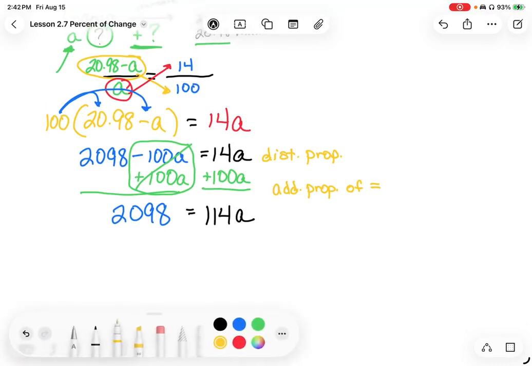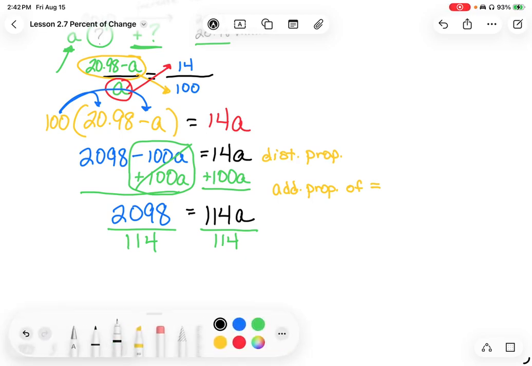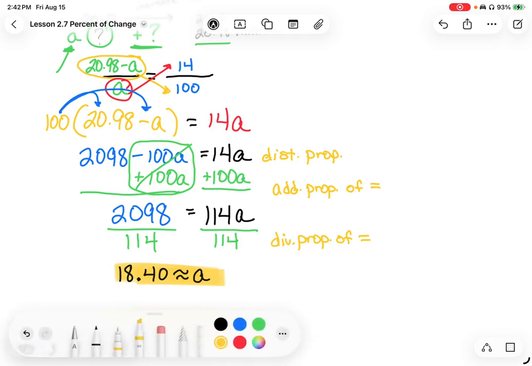There's only one thing left to do, and that is to divide both sides by 114 so that we isolate the A. We're probably going to want a calculator for this one. 2098 divided by 114 is not the easiest thing to do in the world, especially because the answer comes out to be a decimal. It's about 18.40 if we round it, so approximately 18.40. After doing the division property of equality, probably going to want to use a calculator for that one. I can't imagine too many people who could do that without a calculator. So 18.40 approximately.